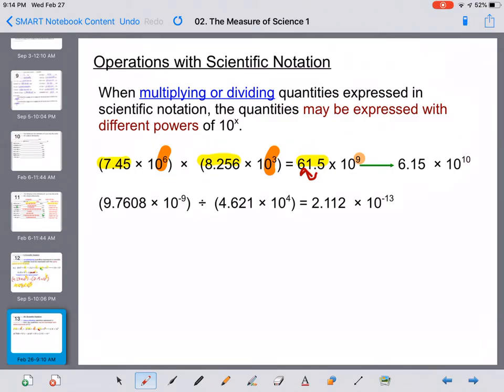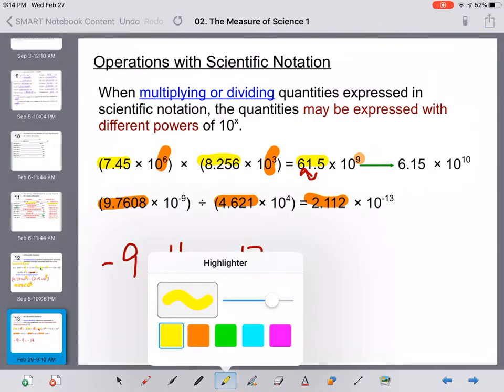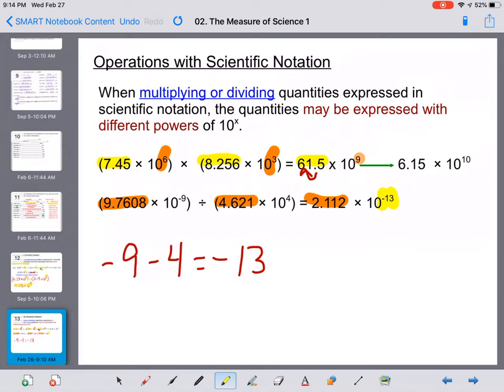If I look at the division problem that's below, I run into the exact same thing. 9.7608 divided by 4.621 is going to give us 2.112. Now, after that, when I divide, remember exponents subtract. So negative 9 minus 4 gives me negative 13. And so that's the reason why the 13 shows up over here. Okay, it's already in proper scientific notation, so that problem is done.